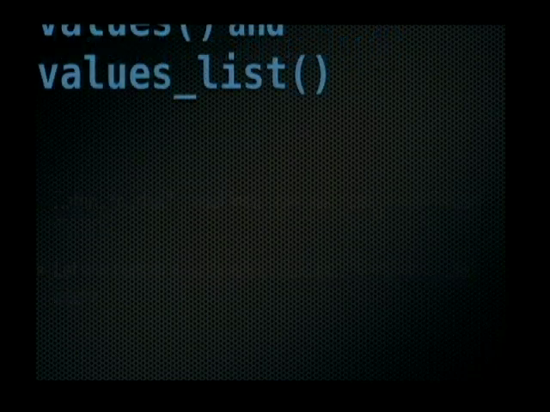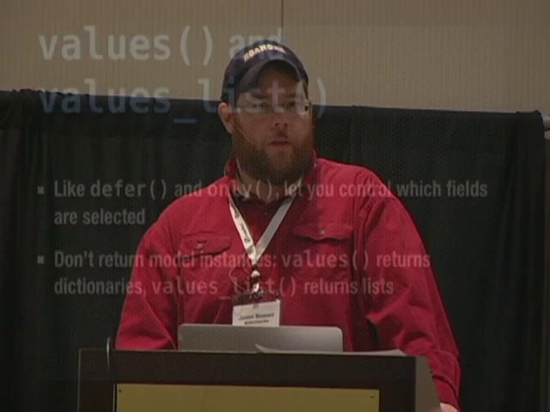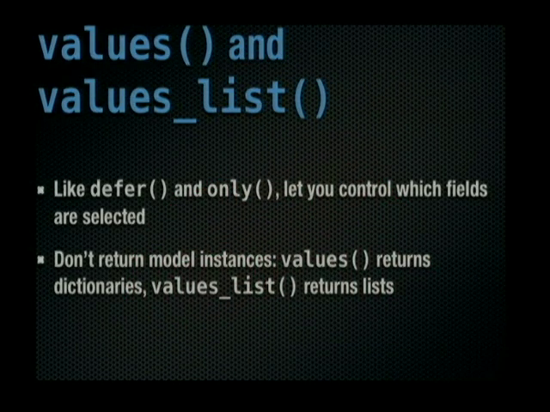Two other favorite methods of mine, values and values list. These are similar in that they let you control what fields we're selecting, but they don't return model instances. Values returns a list of dictionaries filled in with the values of the fields. Values list returns lists. Values list is actually kind of fun because if you're selecting exactly one attribute off of your model, you can pass an argument which I believe is called flat equals true into values list, and you will simply get a list of all the values for that attribute on every instance of your model in the ordering you specified, which sometimes is really, really handy.